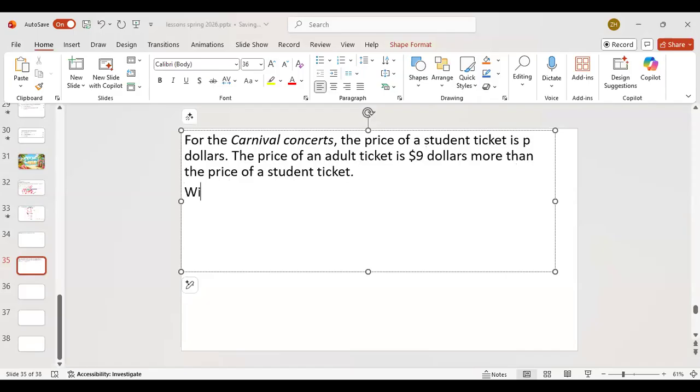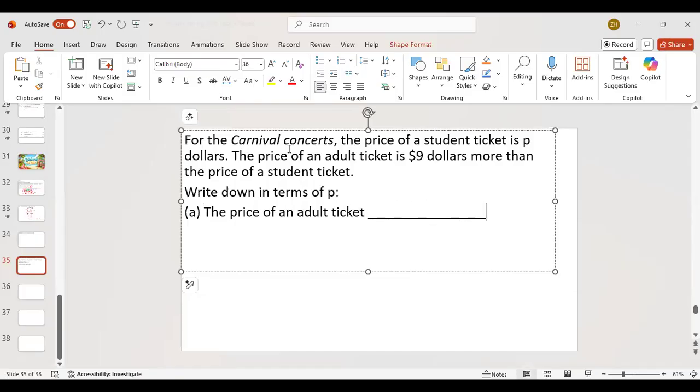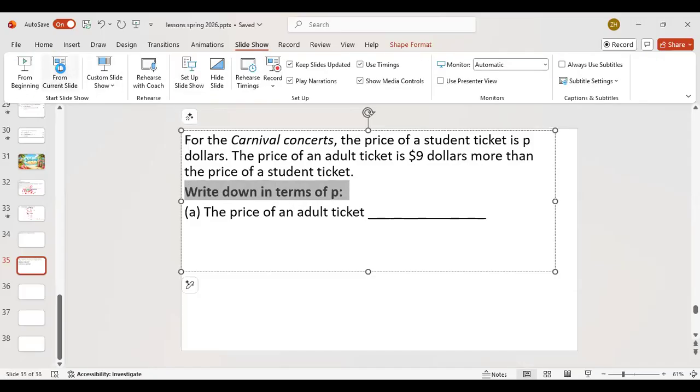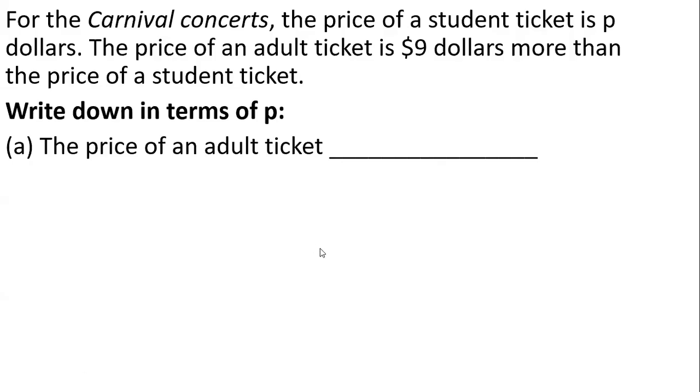Write down in terms of P, A, the price of an adult ticket. All right. So you have to figure out what is the price of an adult ticket. So let's go ahead and write this down. This is our first question after our quiz.